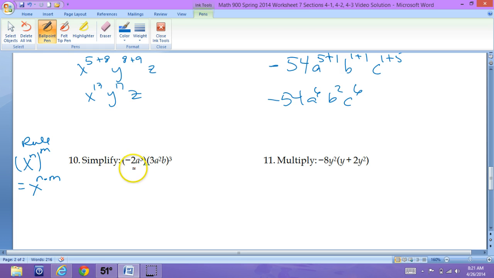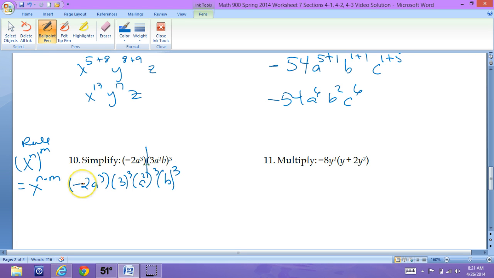So first off, don't start combining things. This entire parenthetical term is being raised to the power of 3. So the first thing we're going to do is raise each part to the power of 3. A squared to the power of 3 and b to the power of 3. Okay, so I have my 3 right here, I have my a squared right here, and I have my b right here, and each of them is being raised to the power of 3.